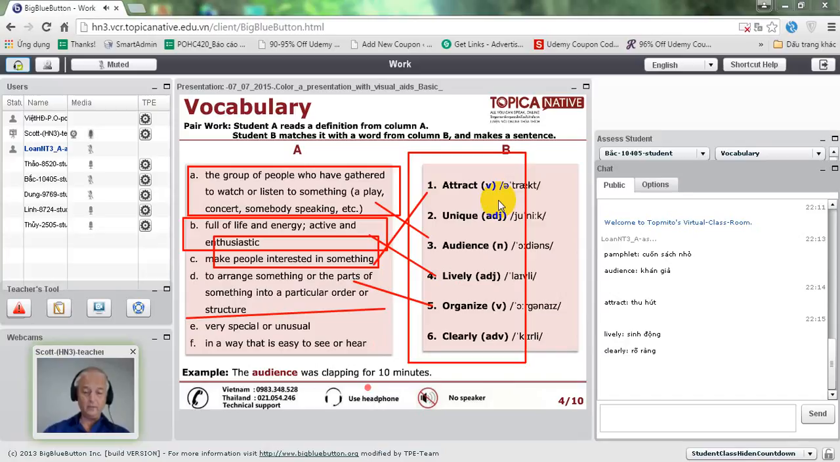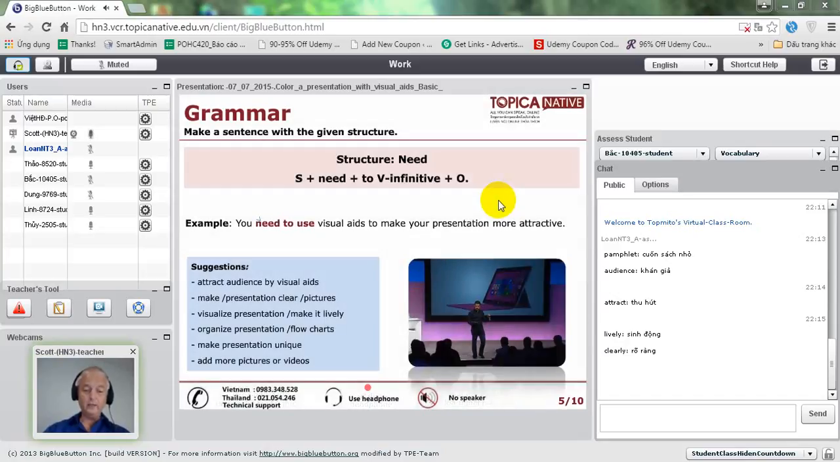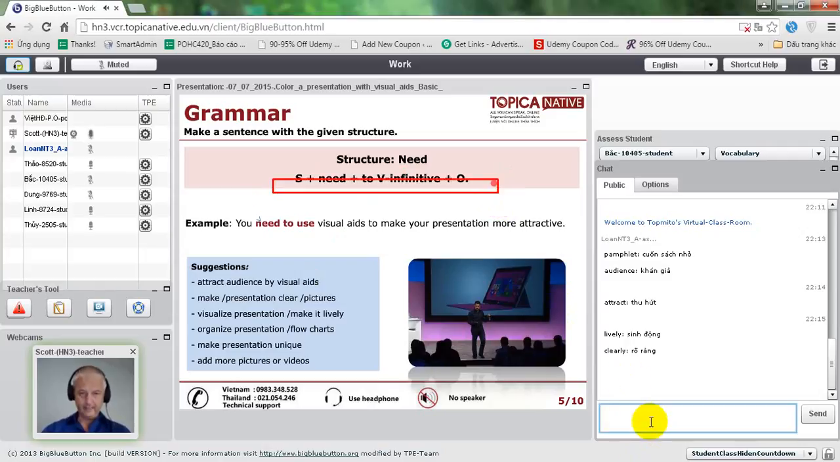Okay, so now what we're going to do is go to our next slide, and we are going to go to the grammar part. Now, this is something that all of you are doing really well at already. Okay, so here is the structure that we're going to be using. It's found in this red box.